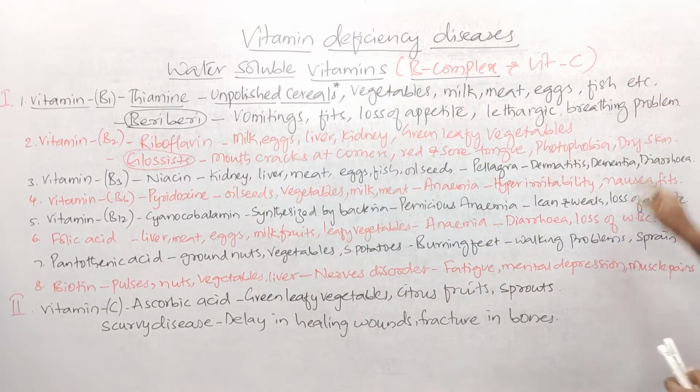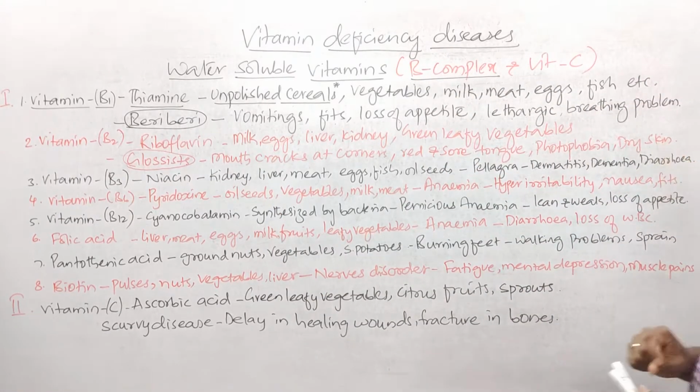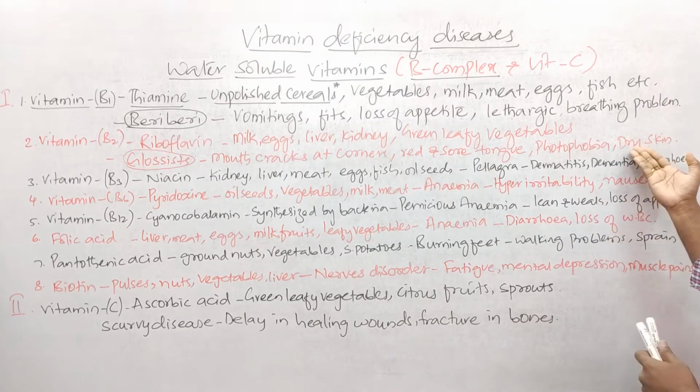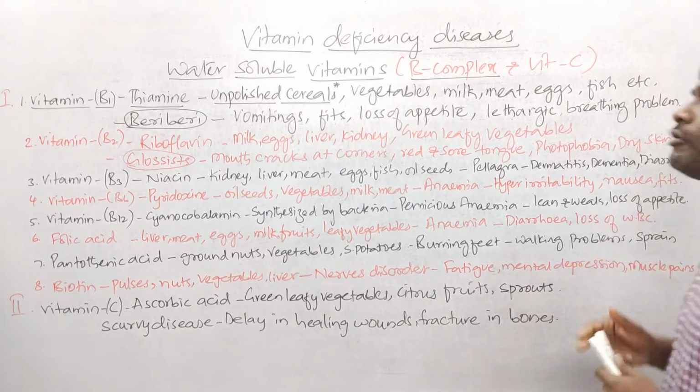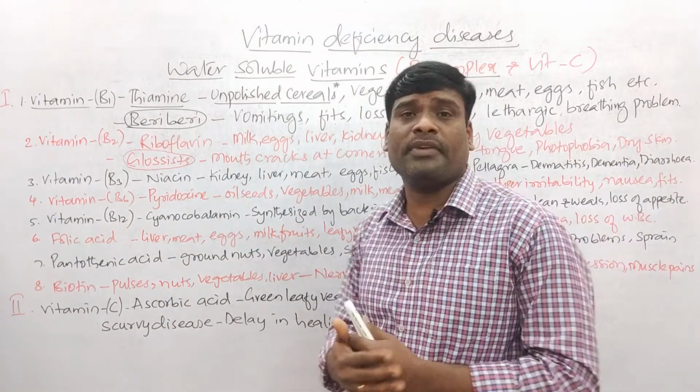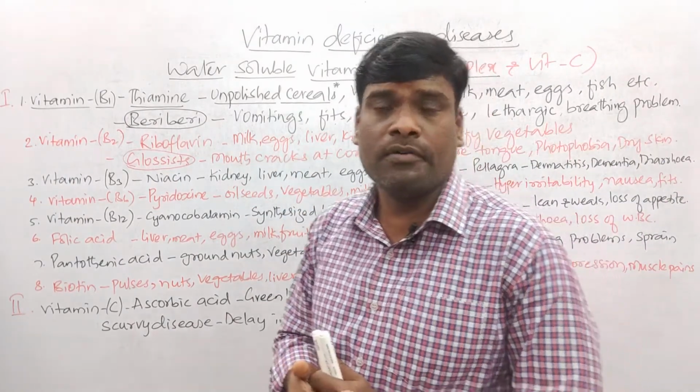Got it? And dry skin, children, it maintains the epithelium also. So due to the lack of this vitamin, dry skin also occurs. So this is about B2, that is riboflavin.